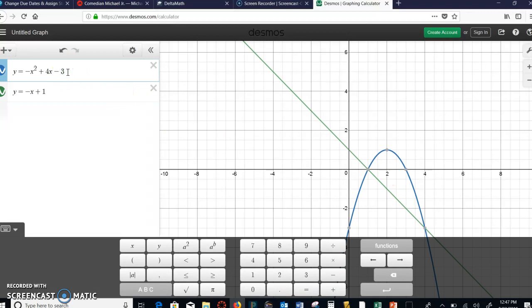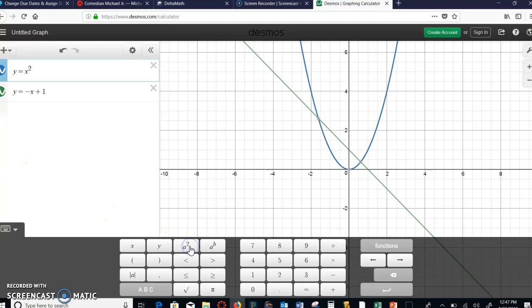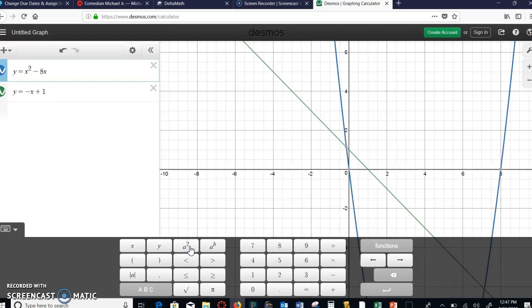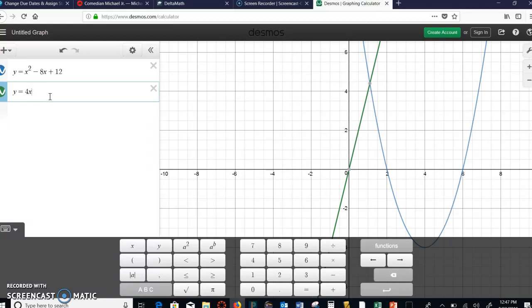So let's take a look at the second example that you had in the PowerPoint, and that would be y equals x squared minus 8x plus 12. So there's the first equation, and the second equation is y equals 4x minus 15. And so we have something that looks like this. Now here we can tell that one of the points is at the point (3, -3). But there is another point.